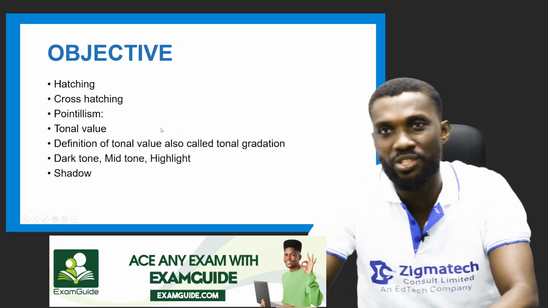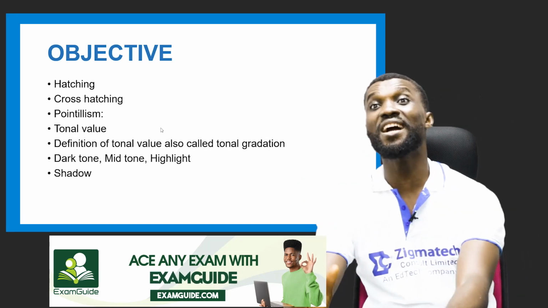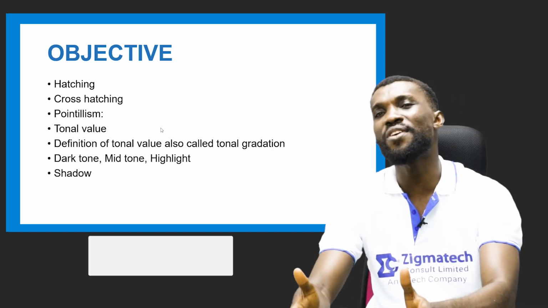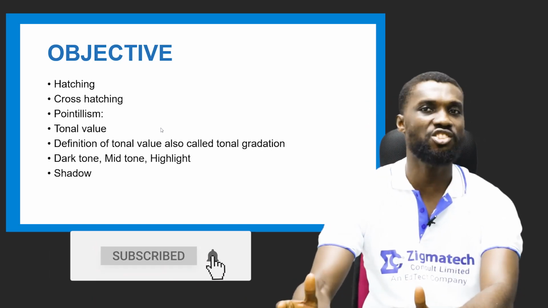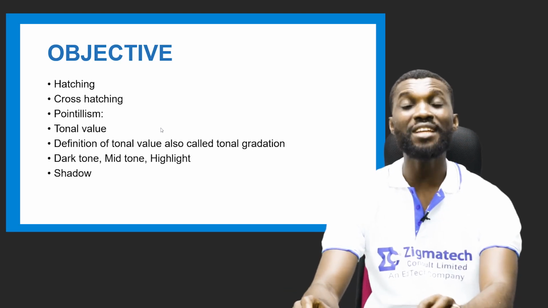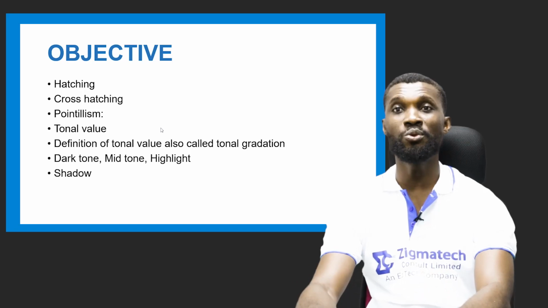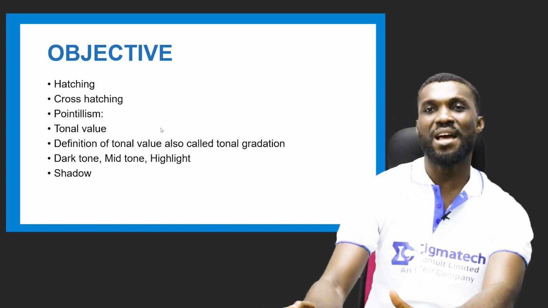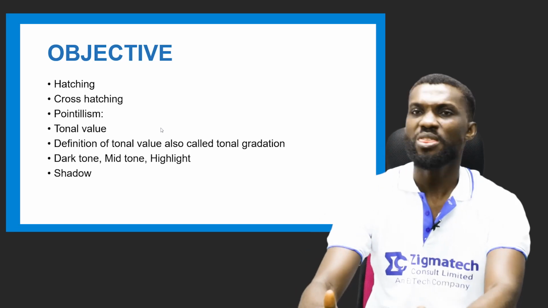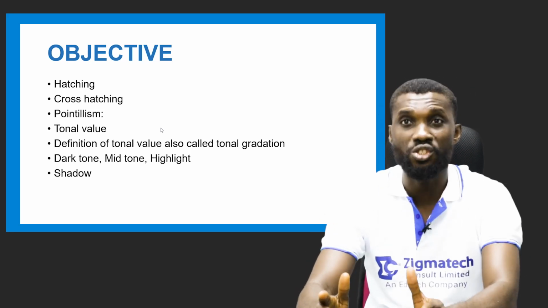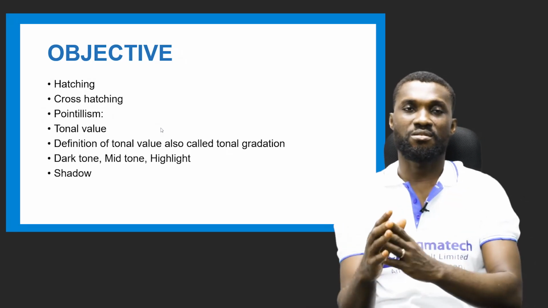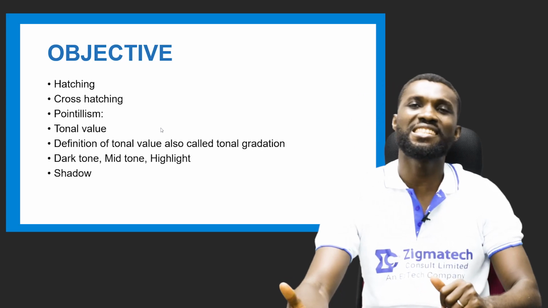Now, what's our objective? Our first objective, we'll define what hatching is. After defining hatching, we'll define the different types of hatching methods, and then we'll look at cross-hatching. After cross-hatching, we'll also look at pointillism, and then if time permits, we'll look at tonal value, tonal gradation, and the impact of shading in a given work of art. That is our objective for this study today: hatching, cross-hatching, pointillism, tonal value.